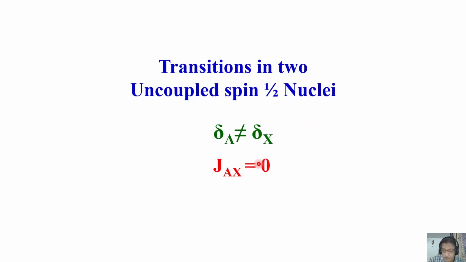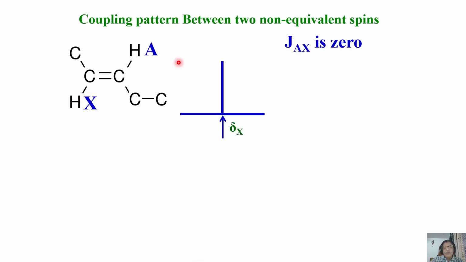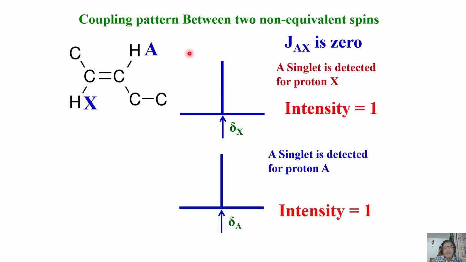When JAX is not equal to 0, we already discussed that. Now take an example like this: proton A and X. Assume this coupling is 0. When I make JAX 0, what will happen? You will get one peak for X and one peak for A. Remember, a singlet is detected for A and a singlet is detected for X. This is what we observed.